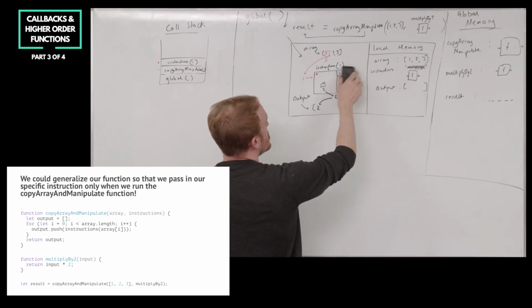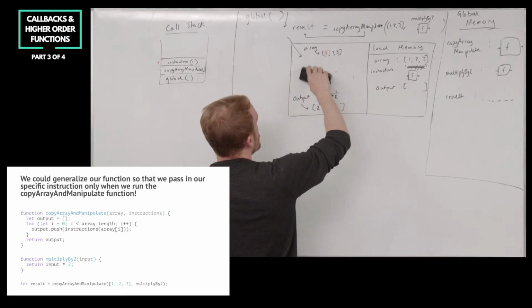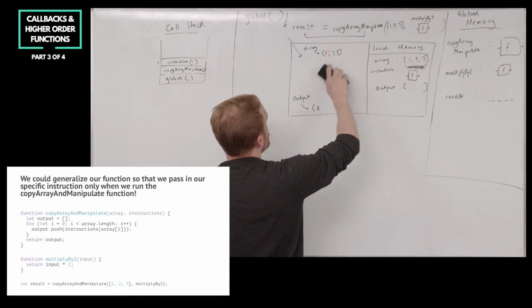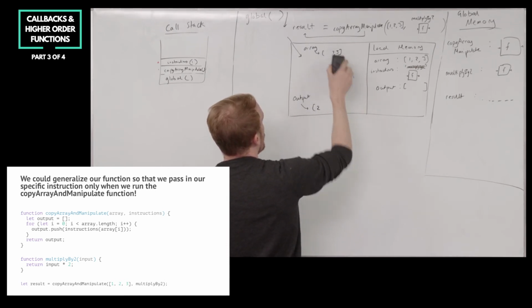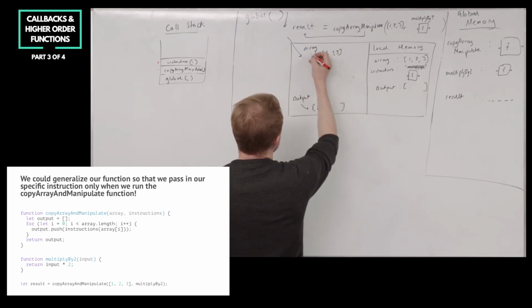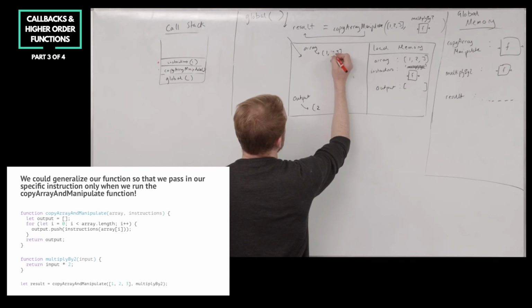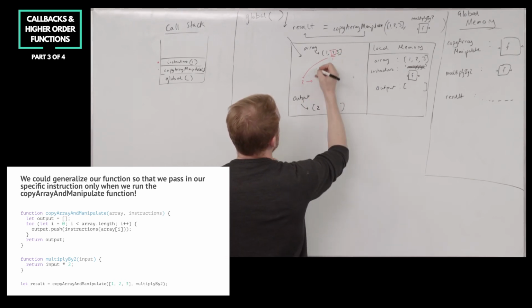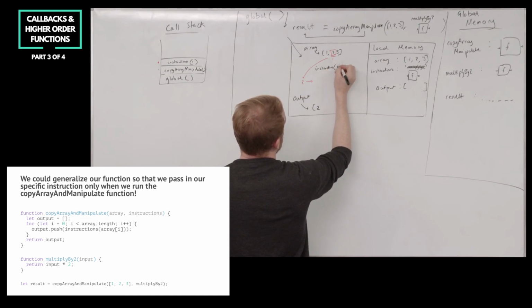This execution context, Skylar, what happens to it? It goes away, we pop it off, but it's a for loop, and so we go back inside the for loop, and this time the value of i is what, Philip? 1. So array index 1 is what? 2. And we do what with that 2? We pass that to instructions, which is really multiply by 2.